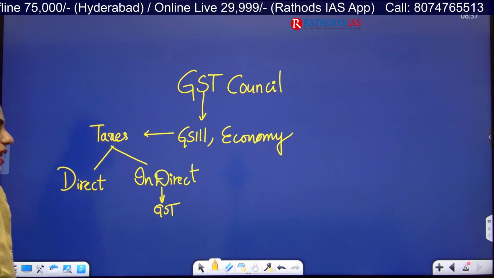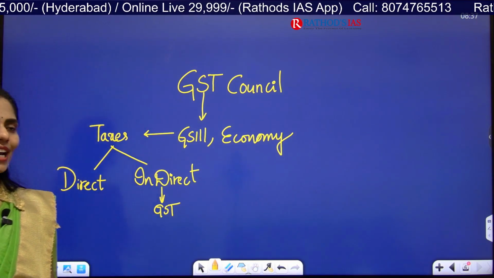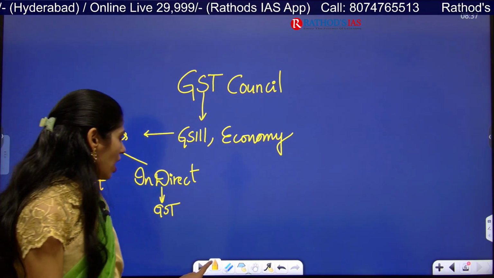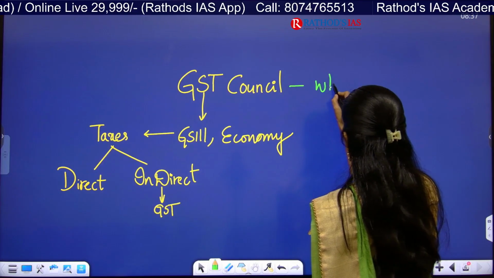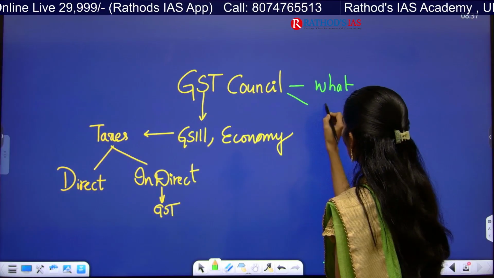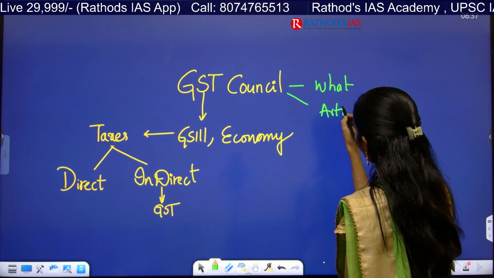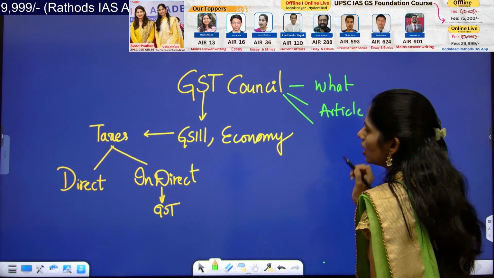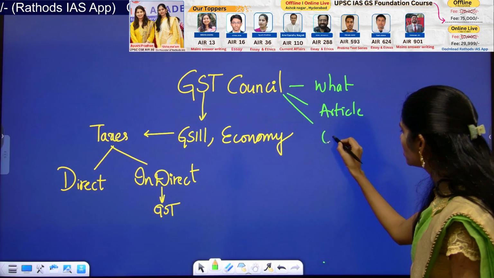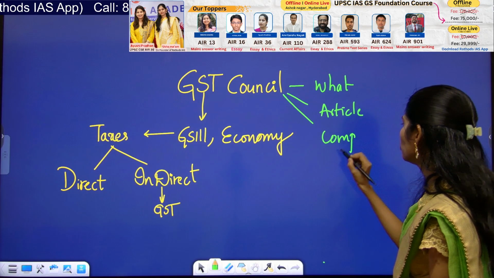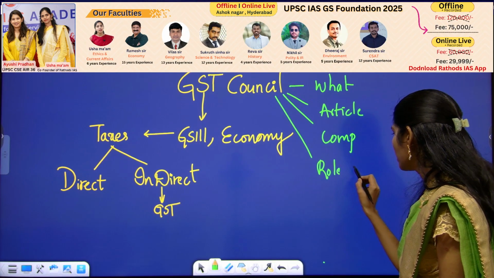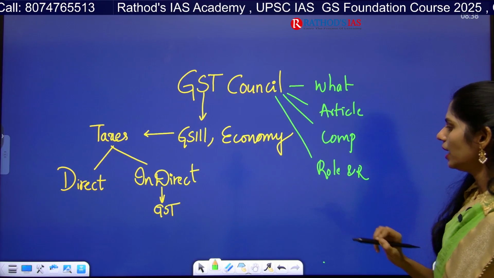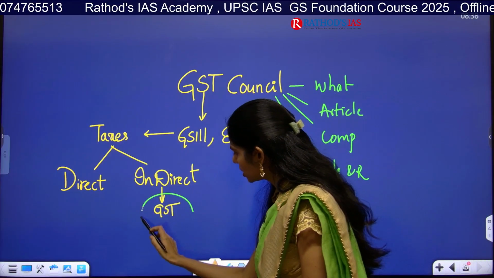Okay, so in GST we have different slabs. So who will be deciding? We have the GST Council. And what are the dimensions? You have to see what this GST Council is and which article in our Constitution talks about it. You have to see the composition, who the members are, who the chairperson is, and what the role and responsibilities are. And you also have to focus on what GST is.